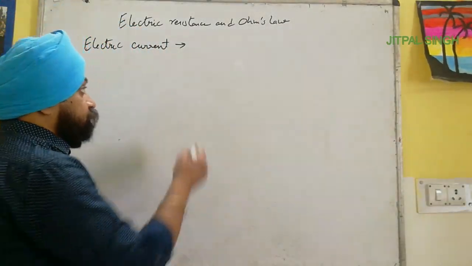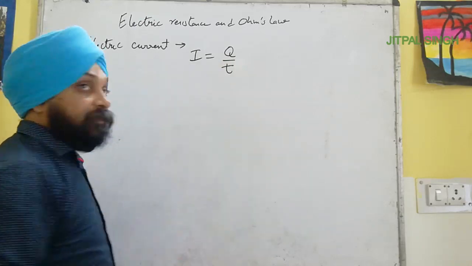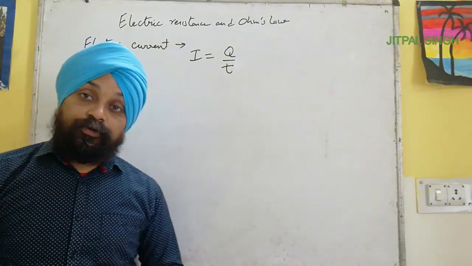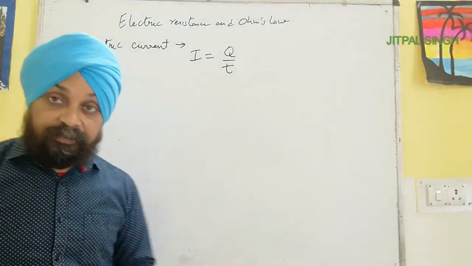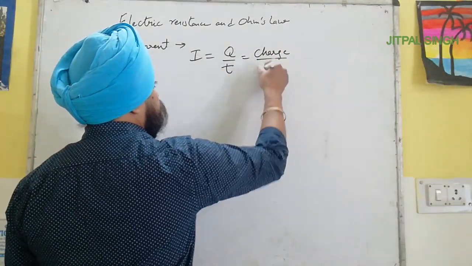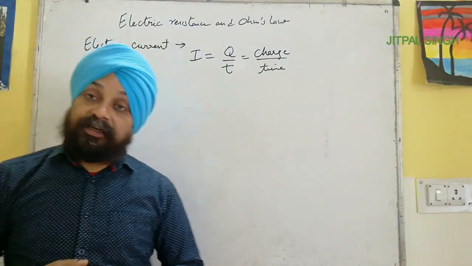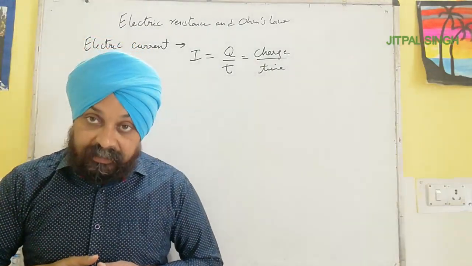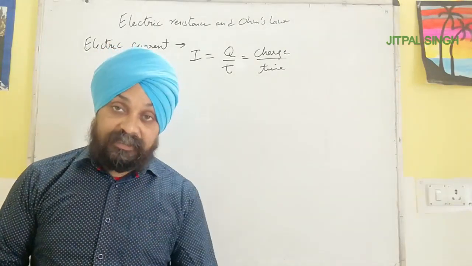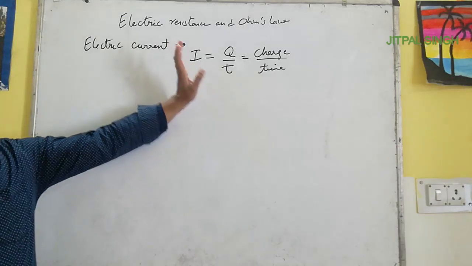Now, you know that I equal to Q by T. Current equal to Q is charge, T is time. So, charge upon time. So, the rate of flow of charge through a conductor is said to be electric current through that conductor. Formula I equal to Q by T.